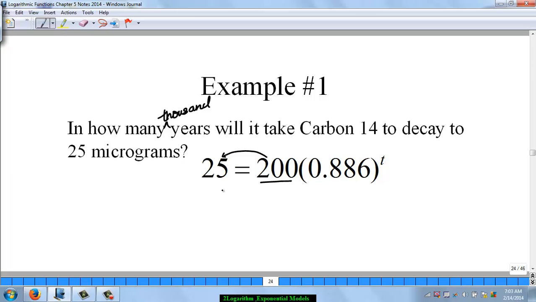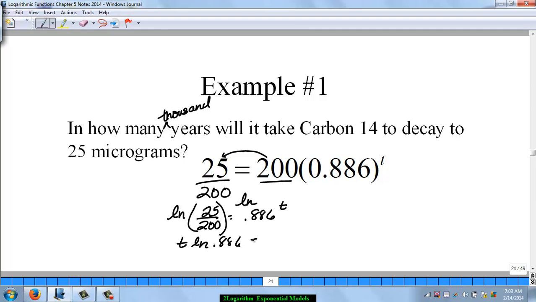So I have 25, and I'm going to divide it by the 200. So I have 25 over 200 equals 0.886 to the t. And then I know there's no more normal math to do, so I'm going to natural log both sides. And when I do, I have t natural log of 0.886 equals the natural log of 25 over 200. You can reduce it if you want, but it's not necessary.